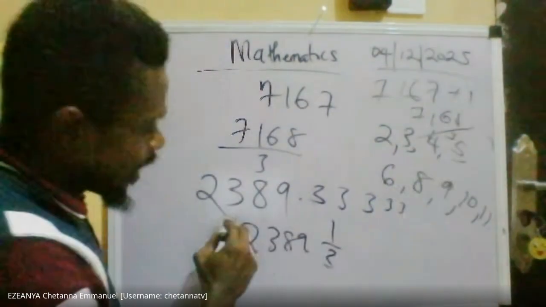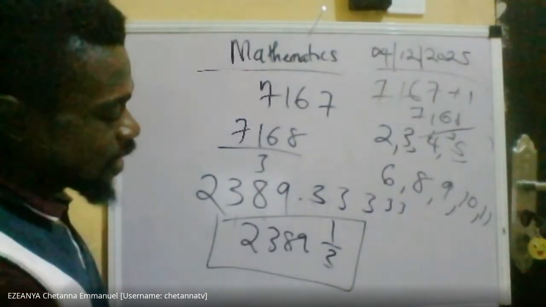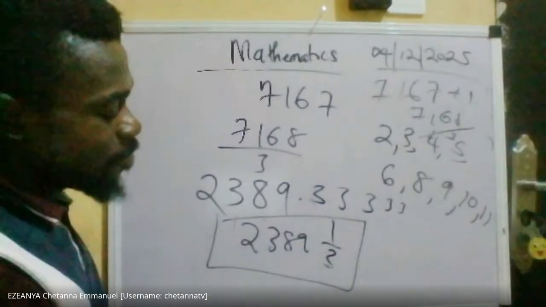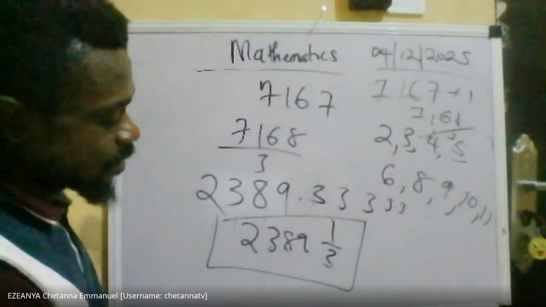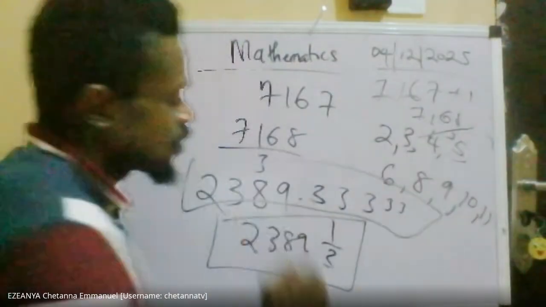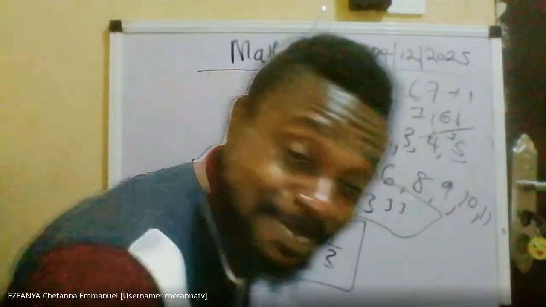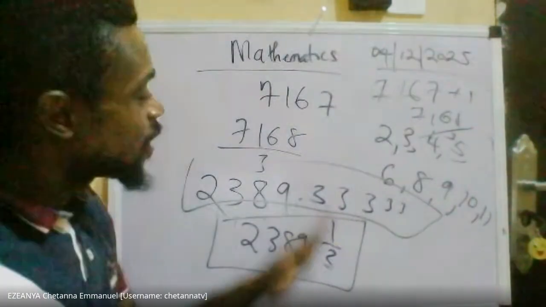So in common fraction, it's like this: 2,389 whole number, 1/3. But as a decimal fraction it is 2,389.333. Don't worry, we will still treat decimal fractions and other things.